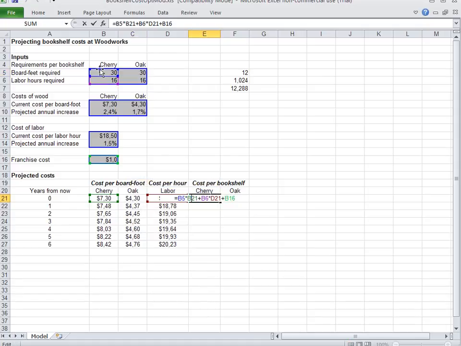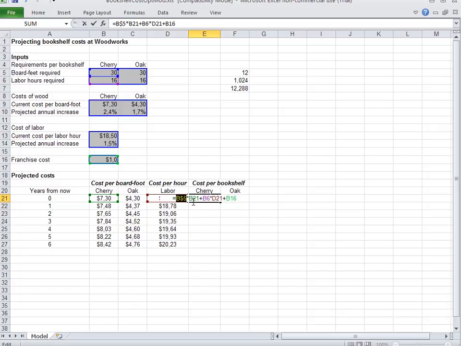Right now cherry and oak have the same number of board feet, but it theoretically could differ if there is a statistical difference, such that one material needs a bigger losses percentage, for instance. So what we want B5 to do is move left and right when we copy it to oak, but not move up and down when we copy it to next years. So we press F4 until we have B$5. The dollar sign is only before 5, so that it doesn't move up and down. It will move in the left and right direction.